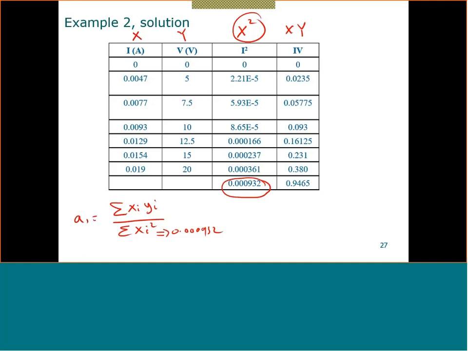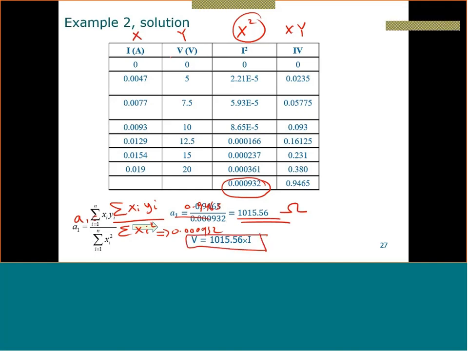Now, since this is in amp and this is in volt, this will be in ohm. So this is your equation: V is equal to this. Okay. So now we dealt with the linear scenario, and in the linear scenario, you will get a straight line, either going through the origin or not going through the origin.